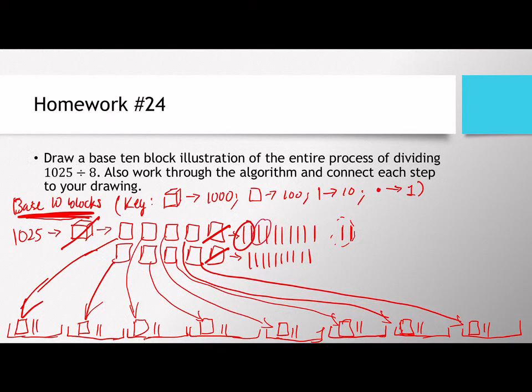So I have 4 rods left, plus another 2 rods from the 1025. But now each of those are going to be broken up into units. Okay. So I need to break them up into 60 units. Okay, I don't have room for 60 units. Let's see if I can try and fit that in. These are going to be little dots.